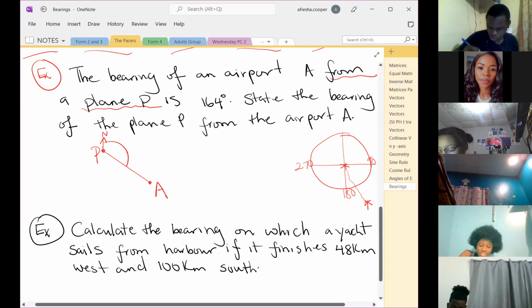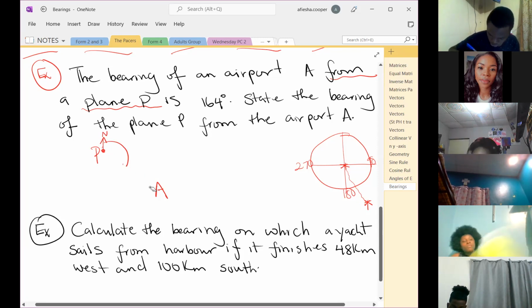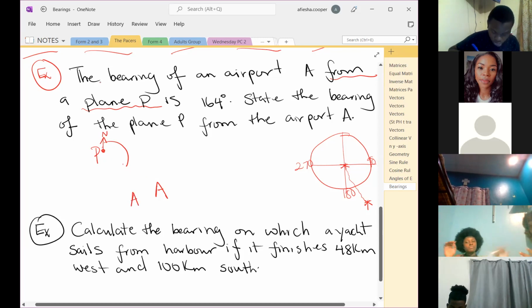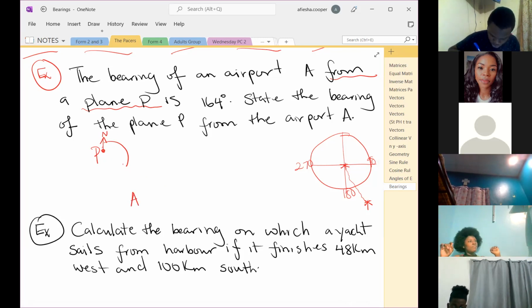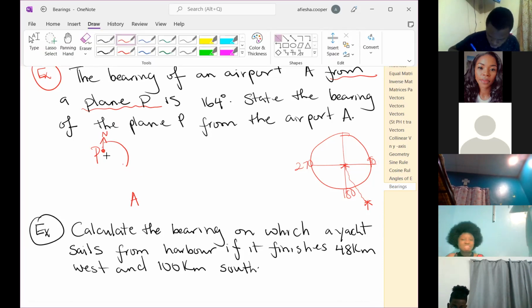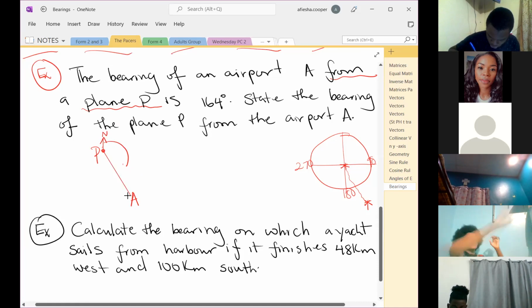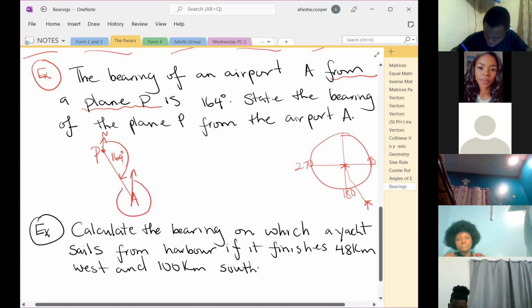That's about average. It could be a little bit more like here, right? Close. But you know, it's just a sketch. You don't need to be worried about it being perfect, right? But you just know it's before the 180. Right, so 164 degrees. What do they want? They want the bearing back from A. So we're going back around here.